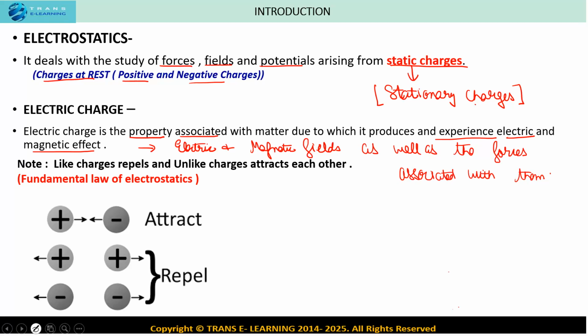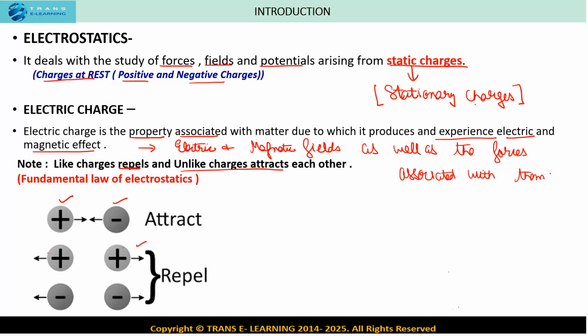So, the basic concept about the charges is that like charges repel and unlike charges attract each other, and this is as per the fundamental law of electrostatics. You can see here that this is a positive charge and this is negative, so they are getting attracted towards each other, whereas a positive and positive will repel and a negative and negative will repel.